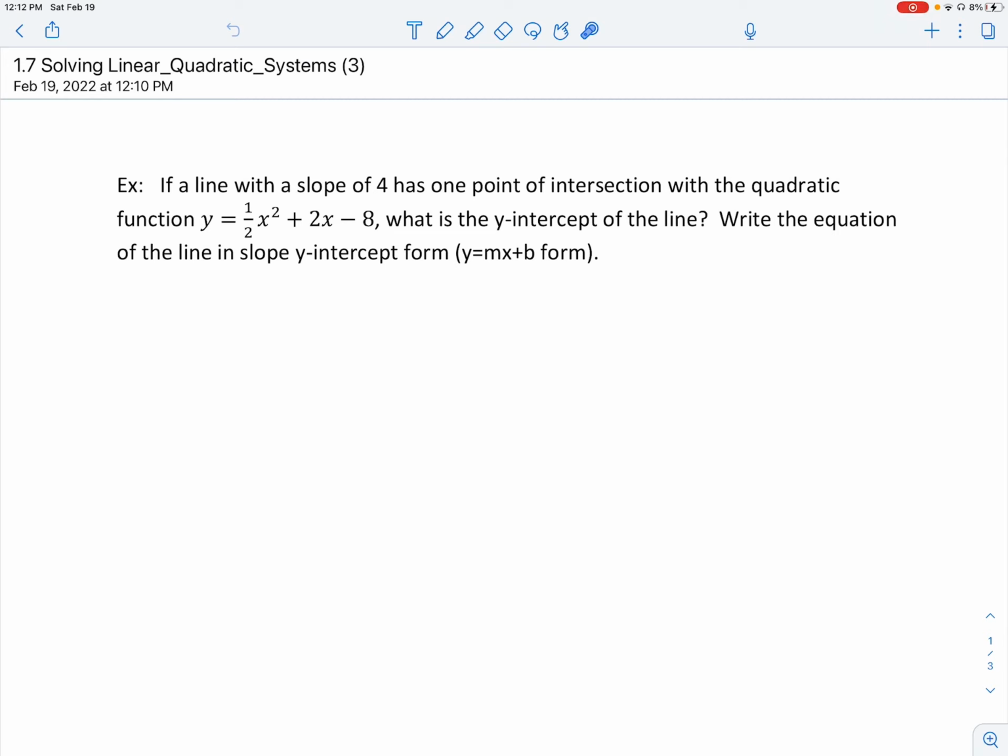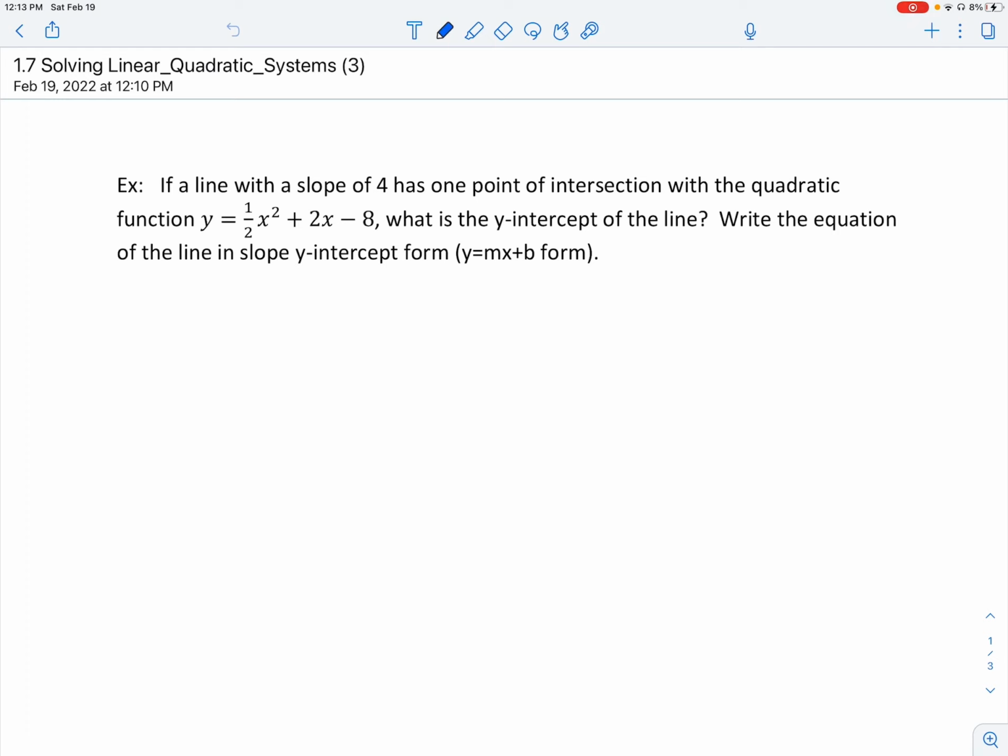It says if a line with a slope of 4 has one point of intersection with the quadratic function, what is the y-intercept of the line? If you remember that demonstration we did with Desmos, we were allowing the line to move based on its y-intercept. And depending on its position, we had a certain amount of solutions. So we want to figure out what it needs to be so that we just have one solution, and then write the equation of the line in slope y-intercept form. That's just y equals mx plus b form.